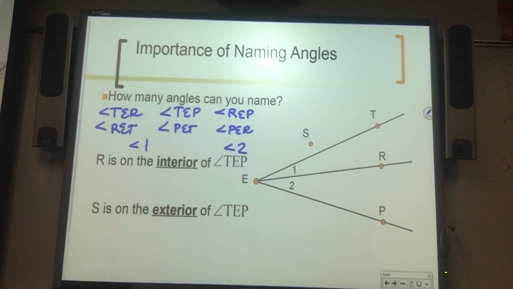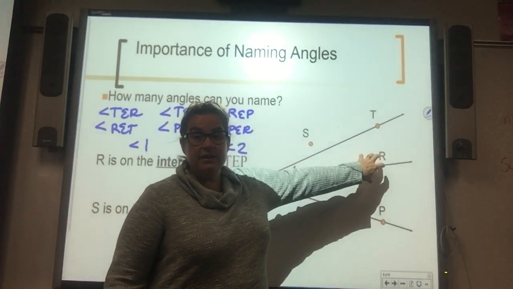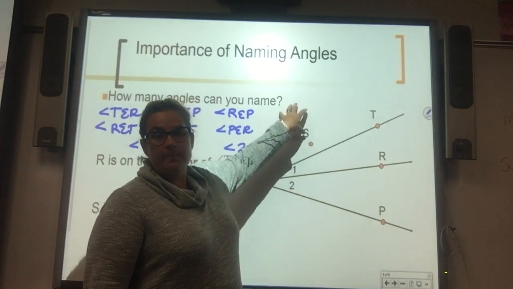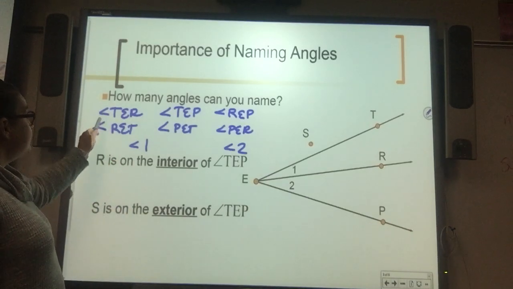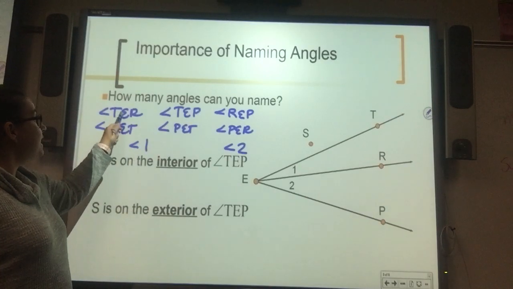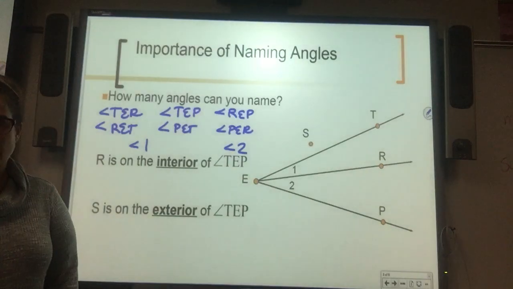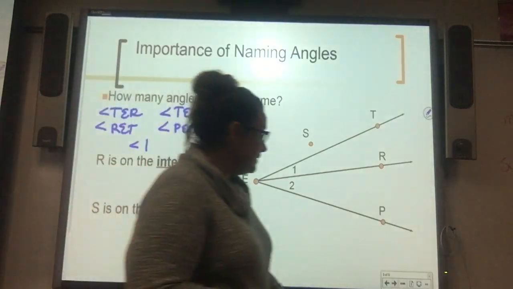R is on the interior of angle TEP. That means here's my angle TEP. R is on the inside, S is on the outside. R is the interior, S is the exterior of angle TEP. When you name your angles, you put the angle symbol in front, you make sure the vertex is always the middle letter. Always. These are all different names that you can label these angles.